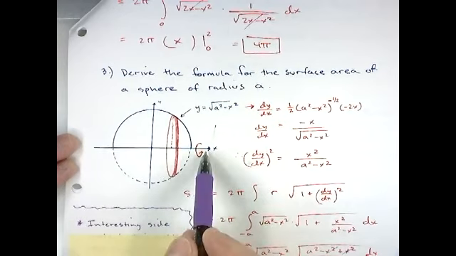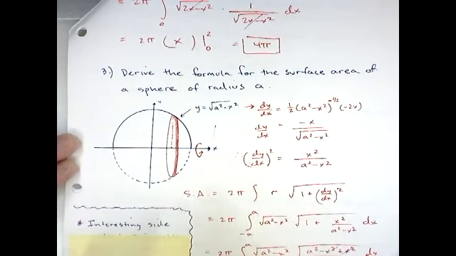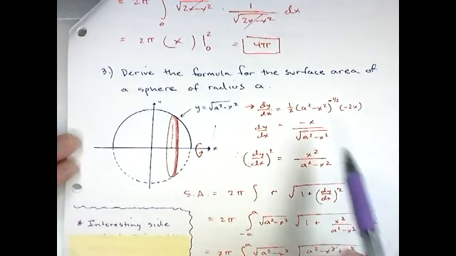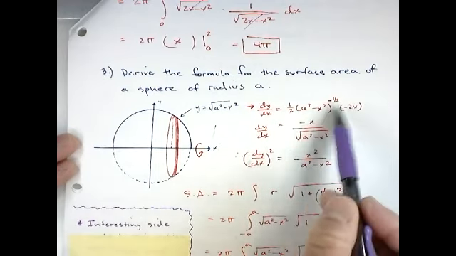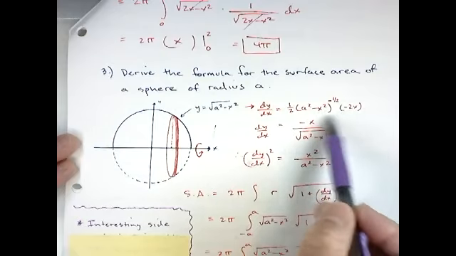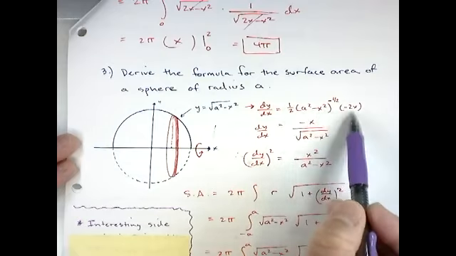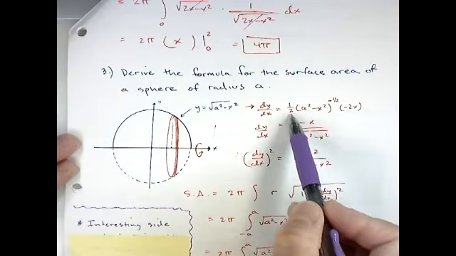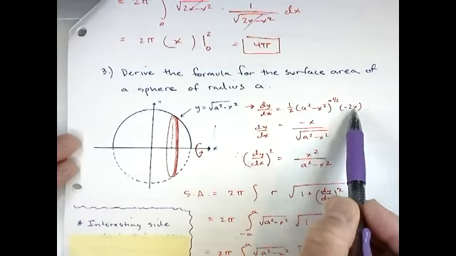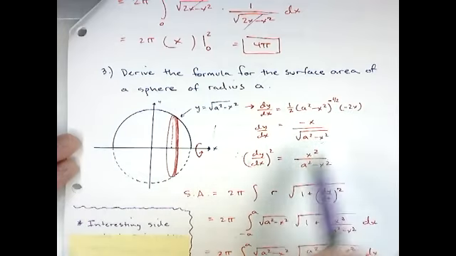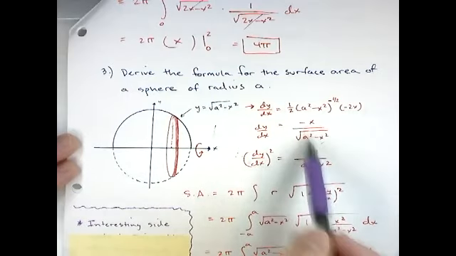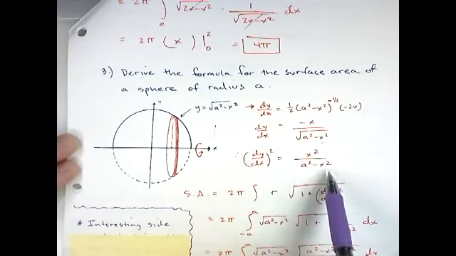Rotate it around the x-axis, and I'm going to use my surface area formula. The derivative is 1/2 stuff to the negative 1/2 times the derivative of the inside. Remember, a is a constant, so it would just be negative 2x. The 2 cancels with the 1/2. I'm going to take this negative x, put it on top, and bring this down to the denominator. Then it's easy to see when I square dy dx, it's just going to be x squared over a squared minus x squared.